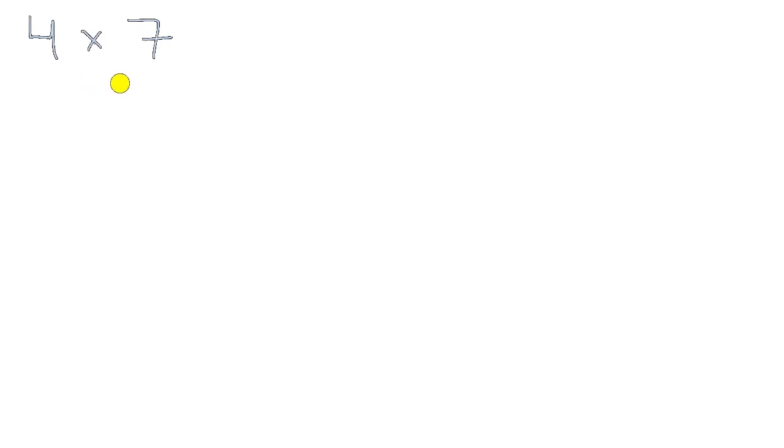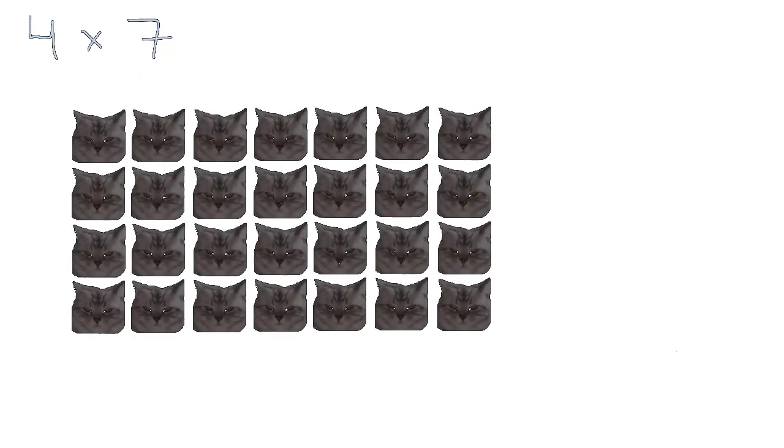Now, there's a couple of ways that we can visualize 4 times 7. My favorite way is to visualize it with angry cats. So let's bring on the angry cats. Meow. Yep, they're still angry.